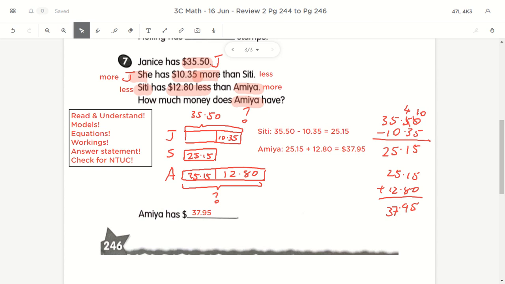The most important thing at this moment is to be able to draw the model. We know that Janice has this amount, Janice has more. So to find Siti, you need to minus away, and then after that, you know Amia has more, so you need to plus the $12.80, and that will give you the answer. Always use a model to plan your steps first before you start your working. Don't do step 1 and then think about what to do for step 2. Before you start the equations and the workings, think of what's step one, what's step two. Then it will be easier for you and you have more confidence along the way.